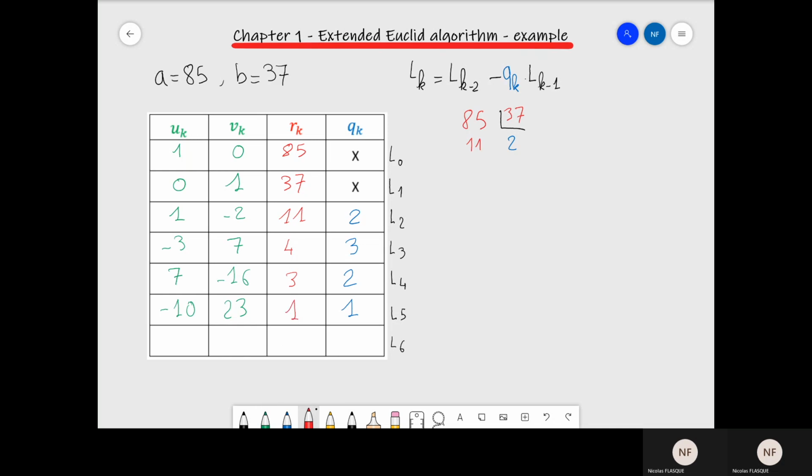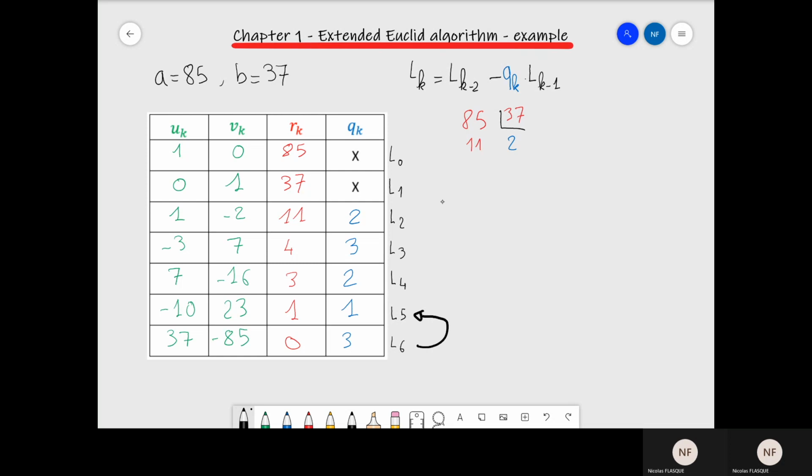So last step, 3 divided by 1, the quotient is 3. So here it's 7 minus 3 times minus 10, which is 37. Here, minus 16 minus 3 times 23, which is minus 69. Minus 69 minus 16 is minus 85, and 3 minus 3 times 1 is equal to 0. So the algorithm is over on line 6.